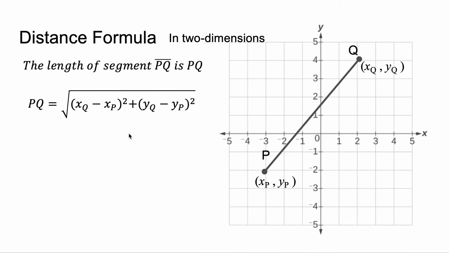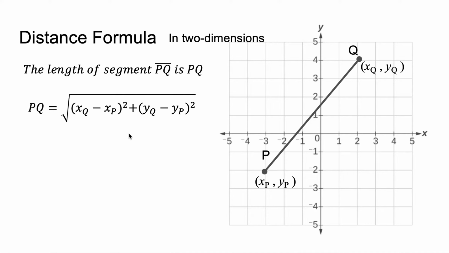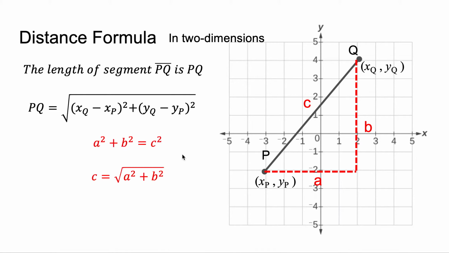Okay, where does this come from? Well, actually it's just the application of Pythagoras theorem. So if you think of this as a triangle, this is A, B, and C. Well, A squared plus B squared equals C squared, so C equals square root of A squared plus B squared. This A is just the difference in the x's, xq minus xp. B is the difference in the y's. That's the formula, that's where it comes from. Let's see how it works.